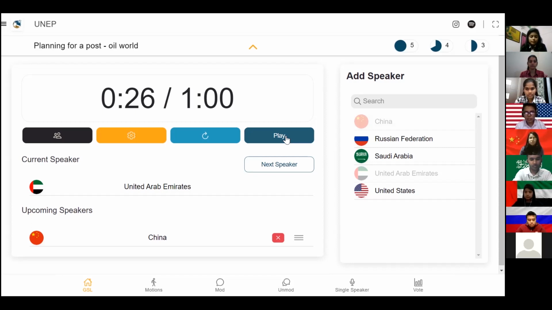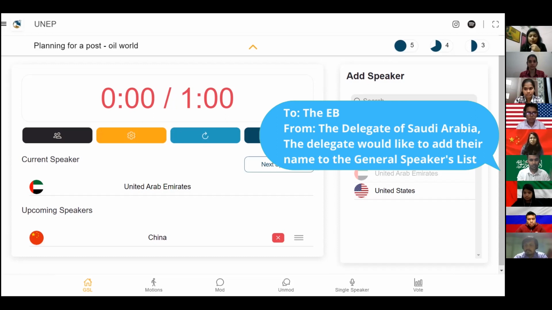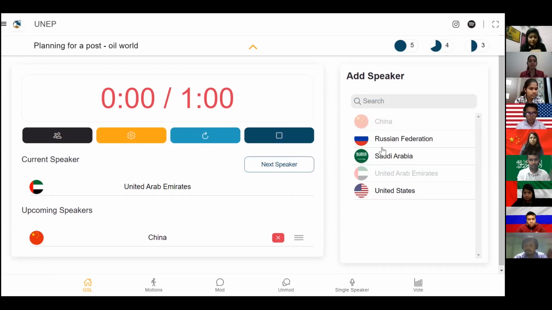Thank you, Chair. USA has been making efforts against climate change for a long period of time. We have the vision to not only achieve net zero emissions by 2050, but also completely eradicate any commodity which consumes oil as fuel by 2060. Post-oil world we see as a sustainable living world. Therefore, we must act now and come up with alternative fuel options which are efficient, renewable, and most importantly, emission-free. Thank you. Okay, thank you, delegate of Saudi Arabia. We have added your name to the speakers list.